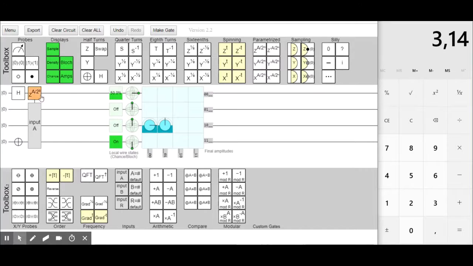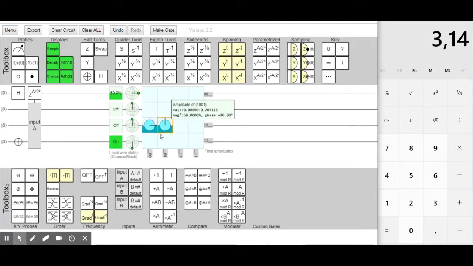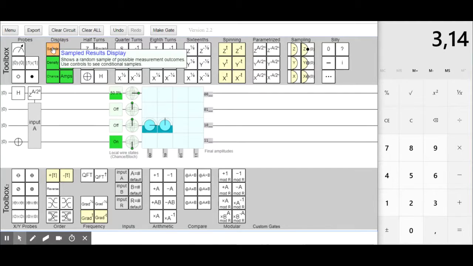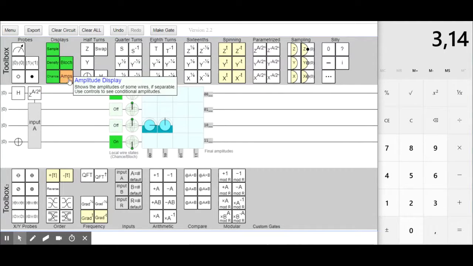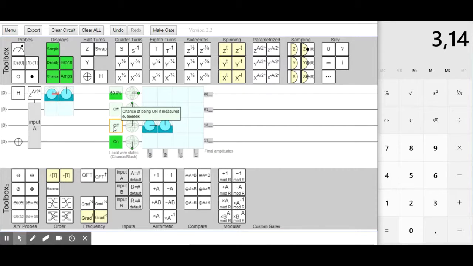Because essentially you're encoding in the phase here. I don't know if you can see that with the chance, the density, the blocks here, the amplitudes. I think I can only see that with the amplitude display. Oh, no, I think I can only see this with not the sample, the amplitudes, really. Yeah, that's kind of what I'm seeing here.